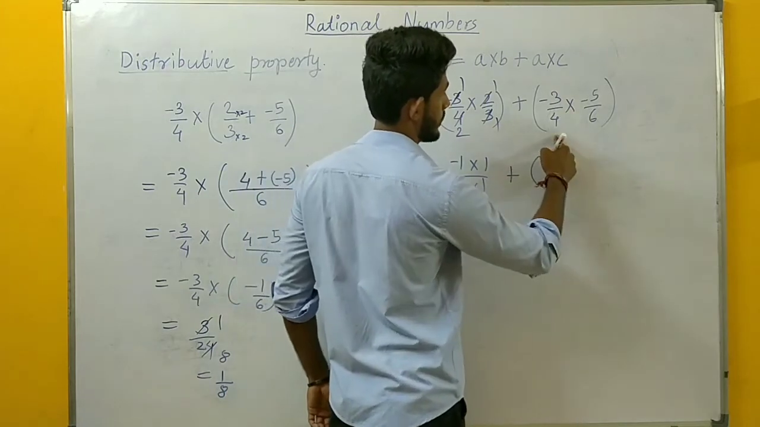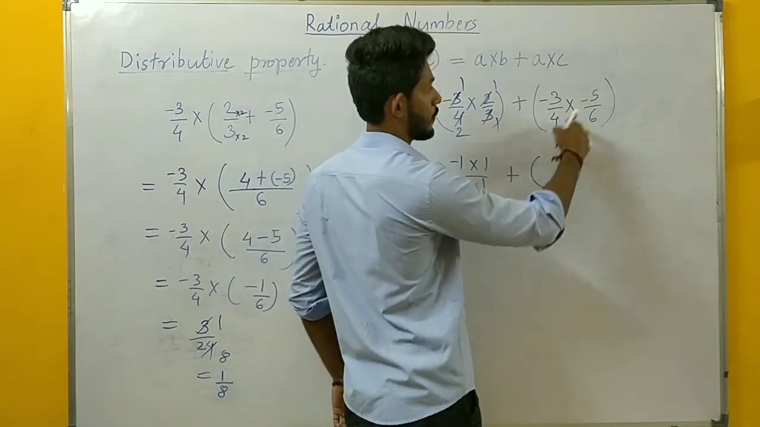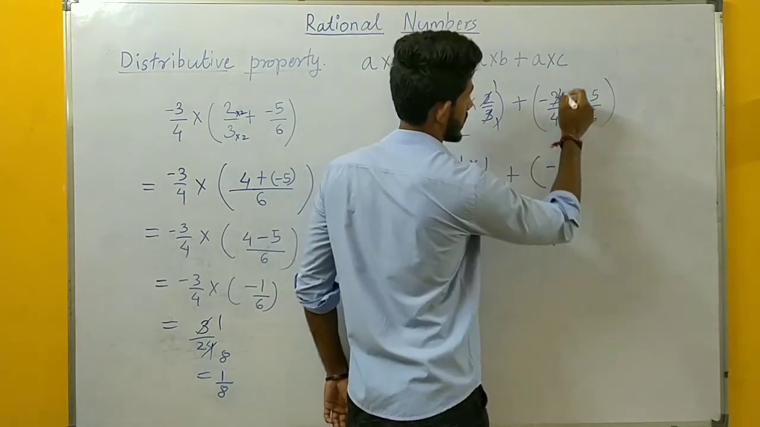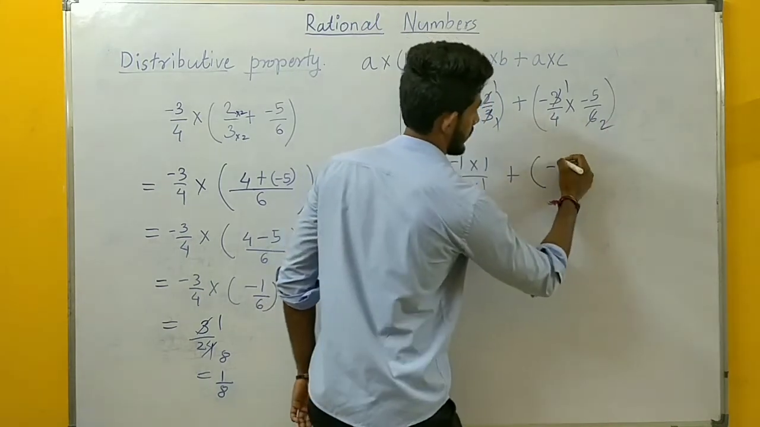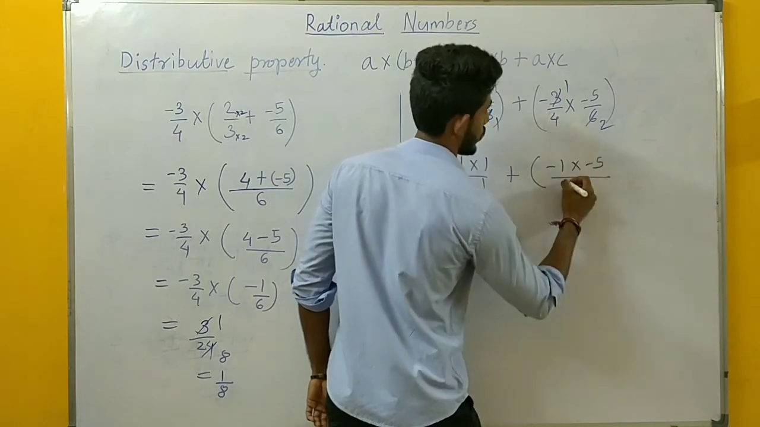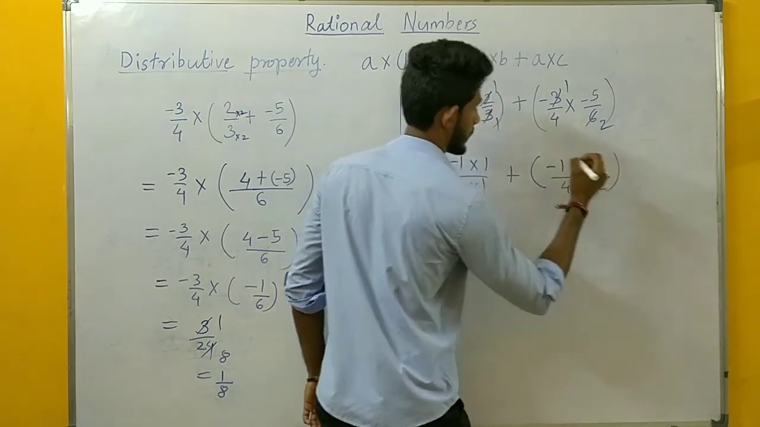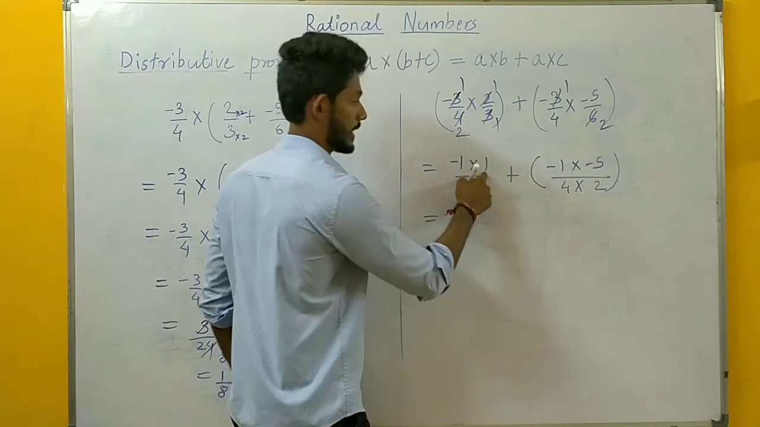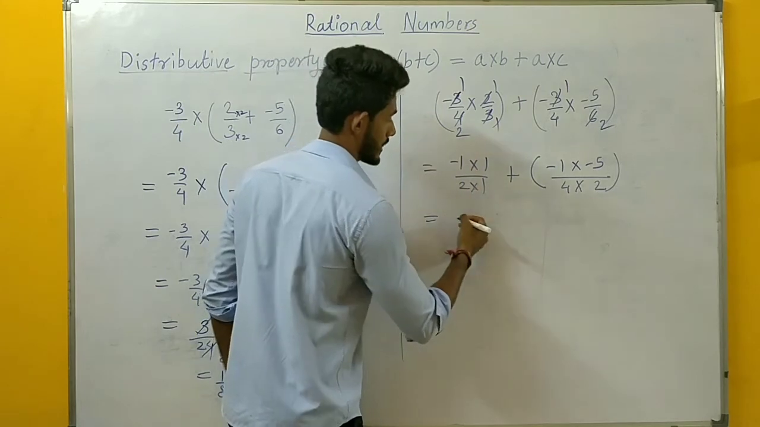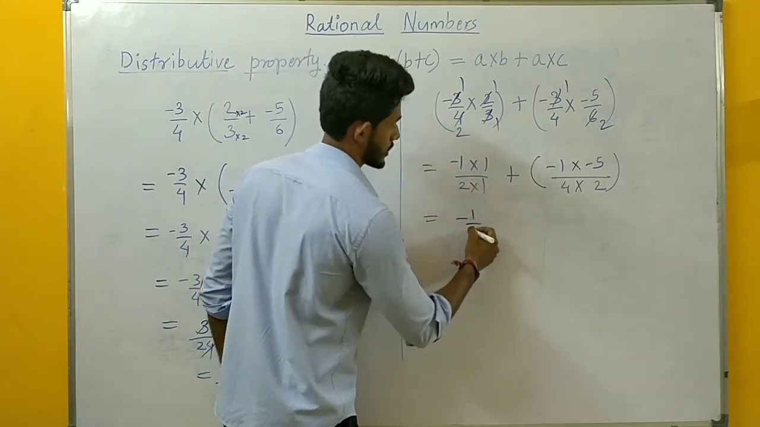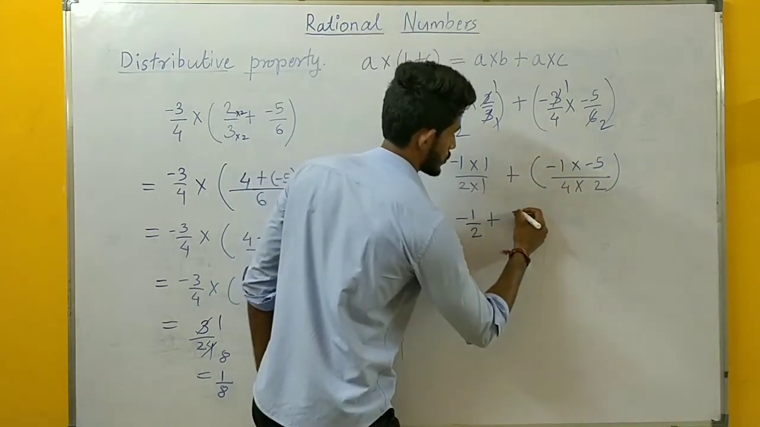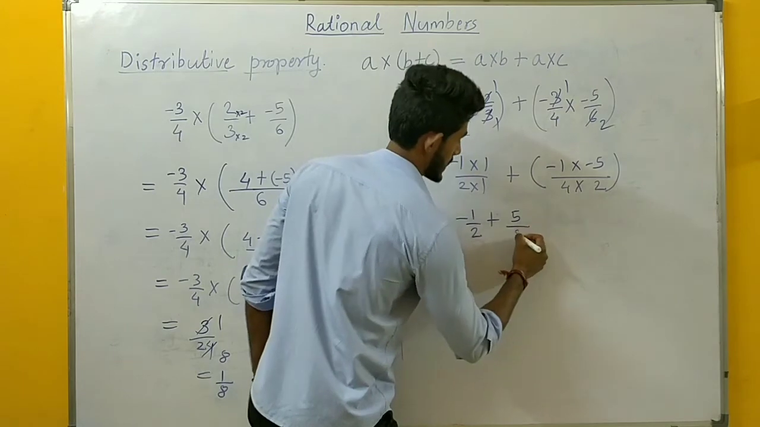Then here we cannot cancel 4 by 5, but we can cancel 3 by 6. So I will get as 3 ones are 3, 3 twos are 6. So I will write negative 1 multiplied to negative 5 on 4 multiplied to 2. Now we can multiply these two numbers, that is 1 into 1 is 1 and negative and positive becomes negative. So negative 1 upon 2 into 1 is 2 plus 1 into 5 is 5, negative and negative is positive. So 5, 4 into 2 is 8.